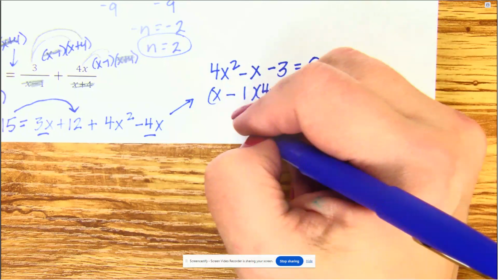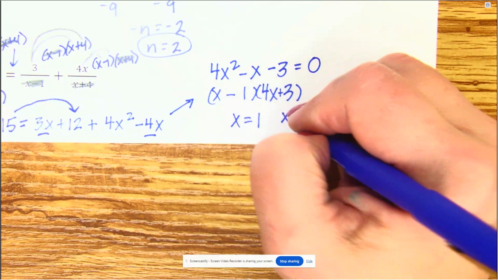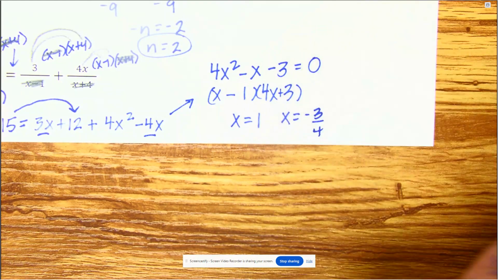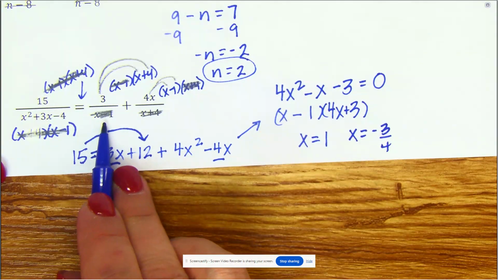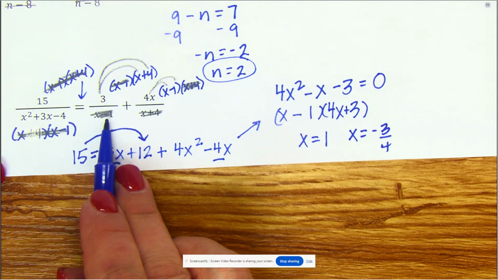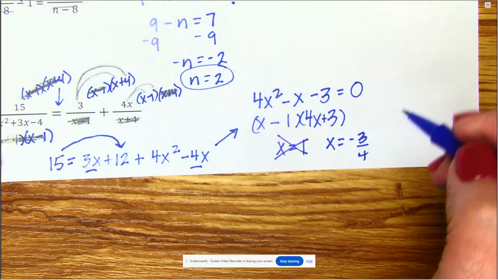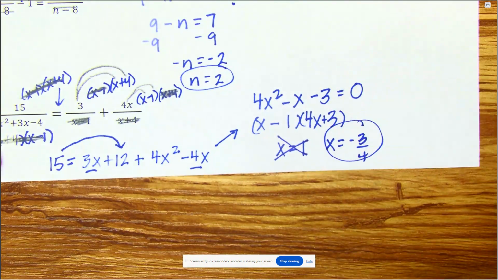So that means my answers are 1 and negative 3/4. Let's check my answers. Oh no, the 1 would cause the bottom to be undefined, right? So this is considered an extraneous solution. So that is my only answer.